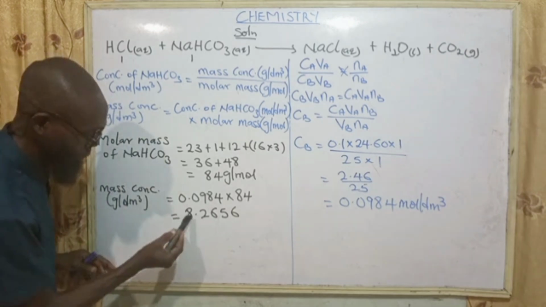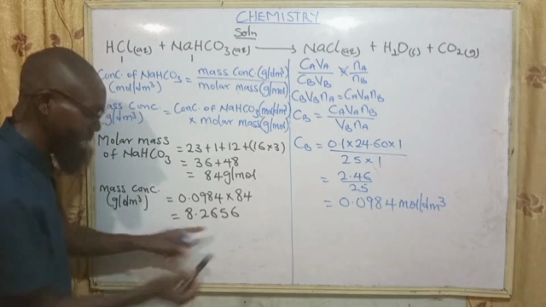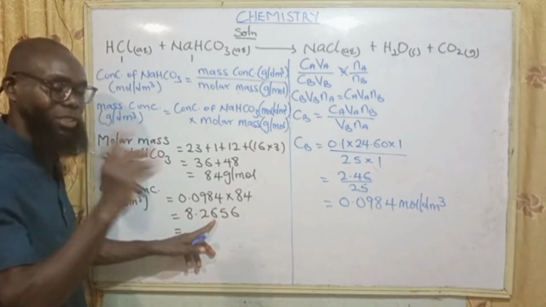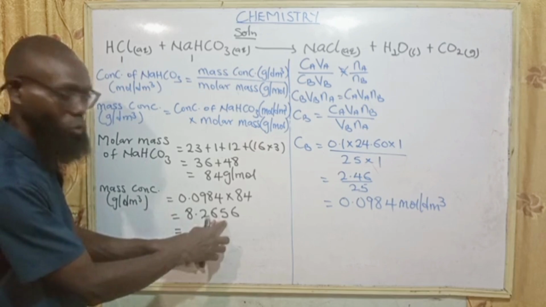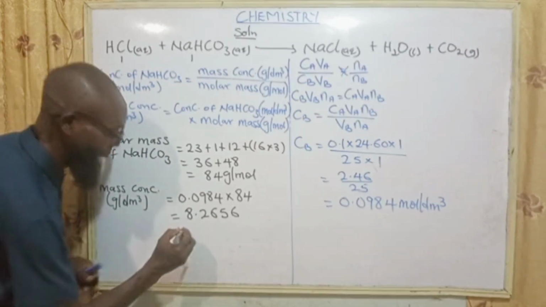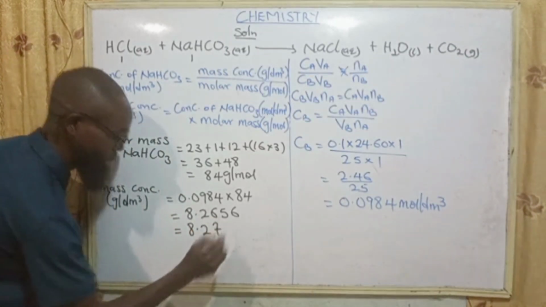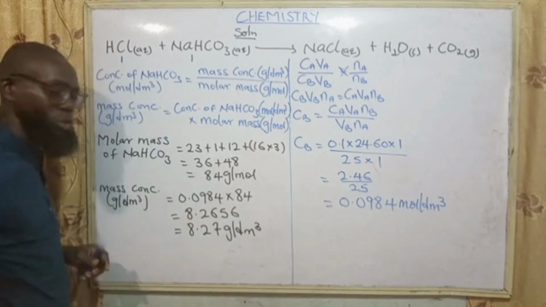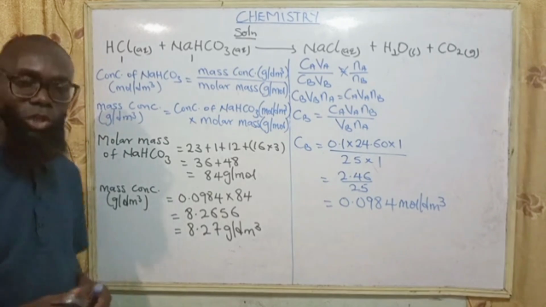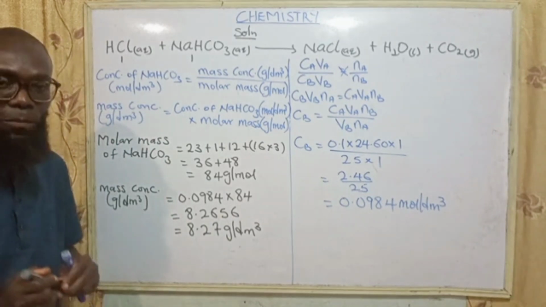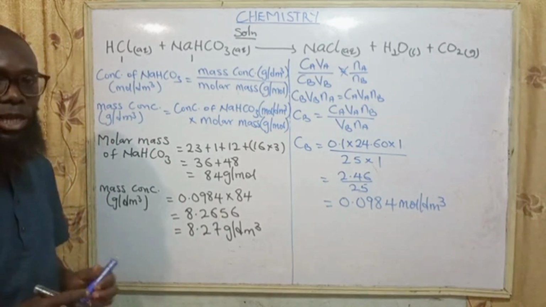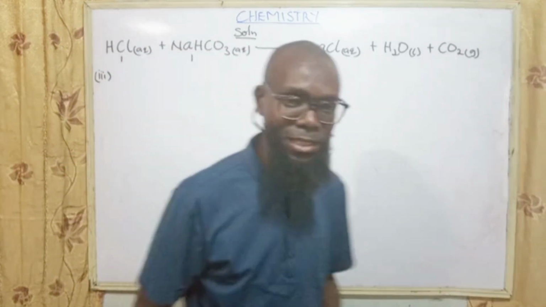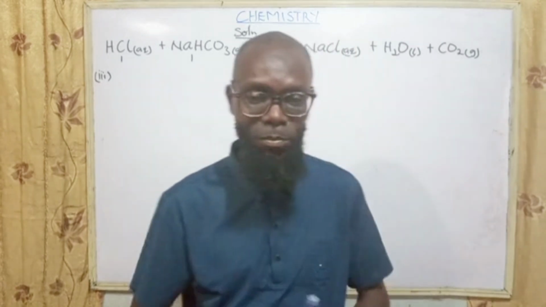So we have 1, 2, 3. At the back of this 6, we have 5. Any number from 5 to 9, you round up to 1. When this one becomes 1, add it to this, it is making 7. So we have 8.27. So the unit is here, gram per dm cube. So that is the second question. So the third question is to now find the percentage by mass of sodium hydrogen carbonate in the mixture.